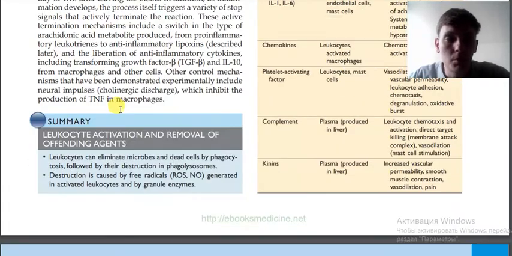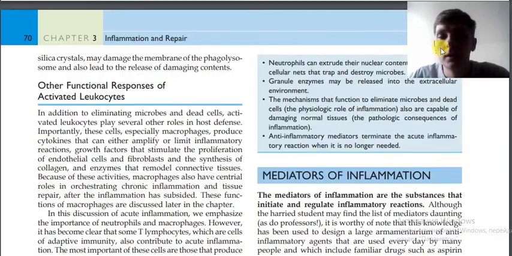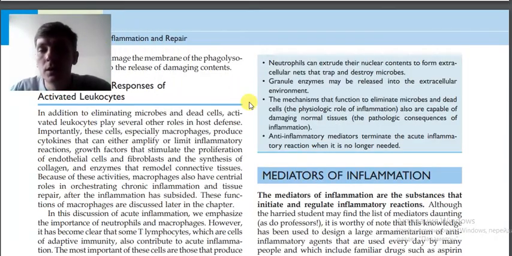Okay, summary about the previous part. Leukocytes can eliminate microbes and dead cells by phagocytosis, followed by their destruction in phagolysosomes. Destruction is caused by free radicals, like reactive oxygen species and nitric oxide, generated in activated leukocytes, and by granule enzymes. Then, neutrophils can extrude their nuclear contents to form extracellular nets that trap and destroy microbes. Neutrophil extracellular traps, so please remember this.